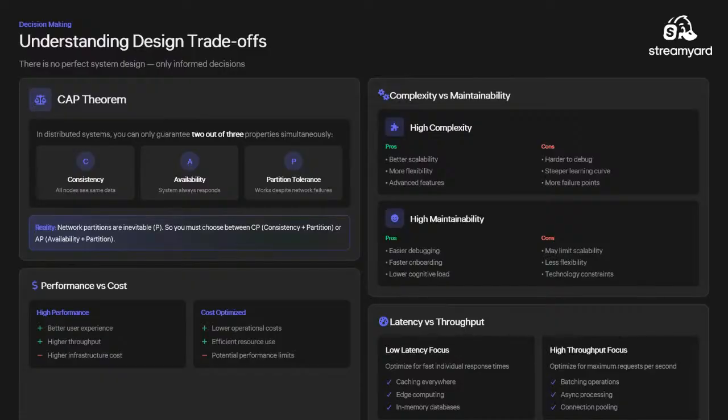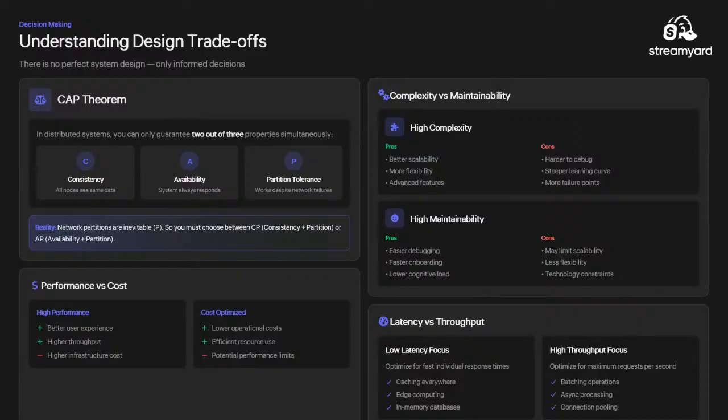Complexity versus maintainability. I think we spoke about vertical scaling and monolith, so you can relate it like that. If you go for horizontal scaling and microservices, then you are essentially going for high complexity, because those will be complex to manage and complex to debug. Versus high maintainability, which you can relate with vertical scaling and monolith; they are easier to maintain. So again, a trade-off: high complexity versus high maintainability.